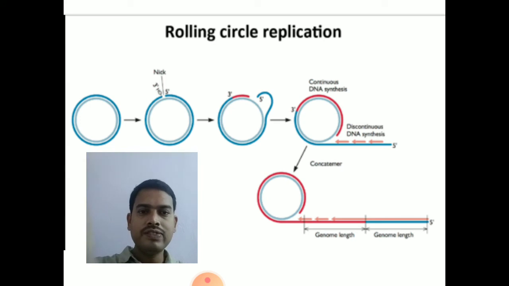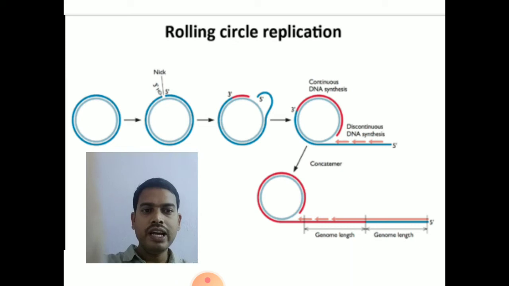So the next one is rolling circle replication. Rolling circle replication especially takes place during plasmid transfer. That means F plasmid, fertility factor, between F plus cells, F minus cells, HFR cells, F cells, HFR and F prime. So during these conjugations, the mode of DNA replication will be rolling circle replication.